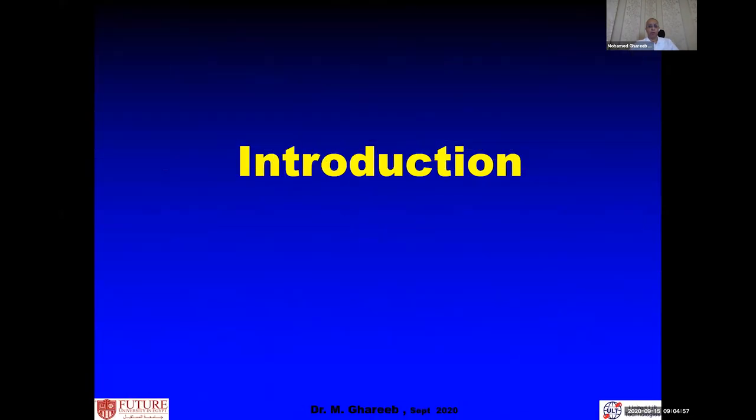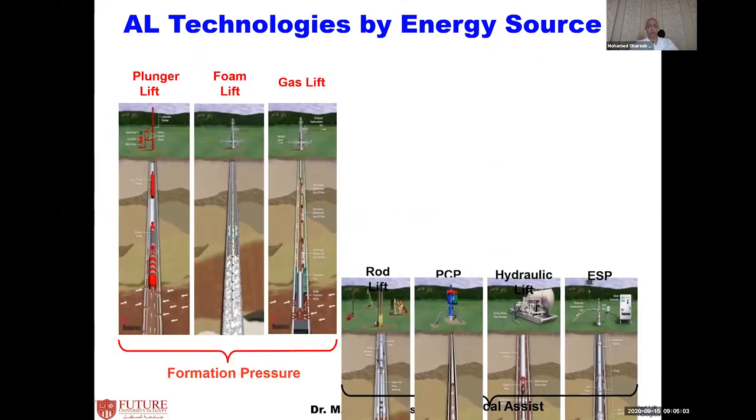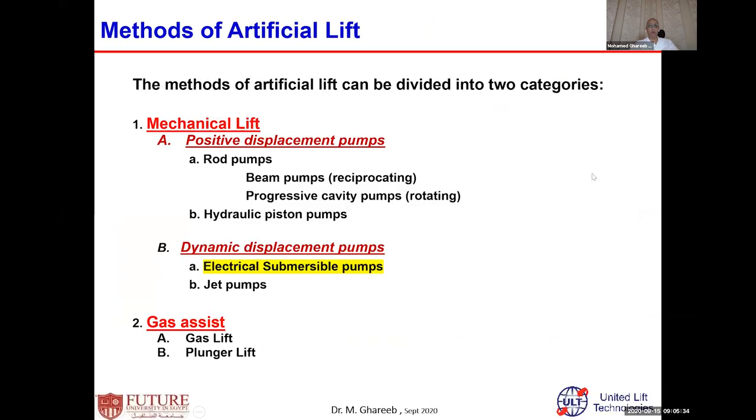Introduction. What is the artificial lift system? As I said, I will repeat it for each lecture. There are two main categories, two main groups: formation pressure assist or mechanical assist. For the mechanical assist, we already covered the rod lift system. Today, we plan to go through the electrical submersible pump, usually called ESP, the electrical submersible pumping system. What is the electrical submersible pumping system and under what category of artificial lift does it belong?